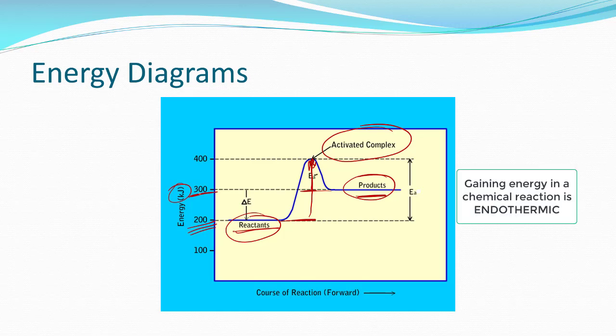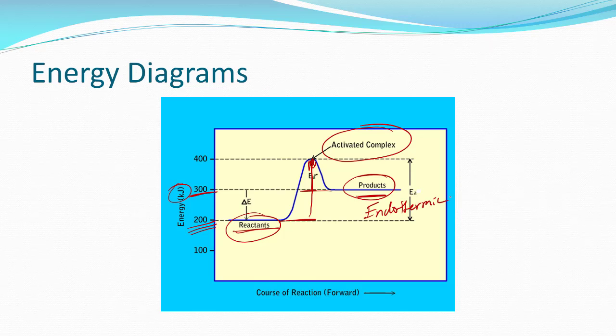If it's absorbed energy, then this would be endothermic. Okay? And we can actually figure out exactly how much endothermic energy it has absorbed. We would take the difference between the reactant energy and the product energy, which would be a value of 100 kilojoules of energy. Okay? So I'm going to show you a series of different graphs.